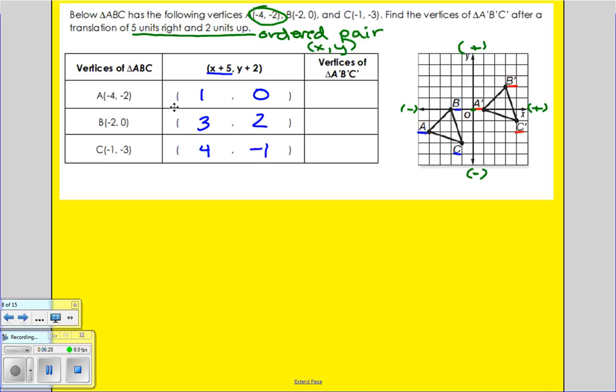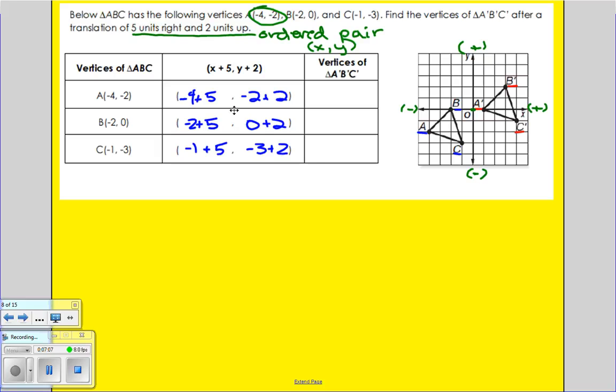So now if I map these new coordinates, I should be able to see where my new triangle is. And that new triangle gets the little prime letters on it. So here, what I'm going to do to show you this is moving to the right is a positive 5. So this would be negative 4 plus 5. Negative 2 plus 5. See, I'm filling in the x, negative 1, and then the plus 5. And then for the y, it's plus 2. So this is negative 2 plus 2, 0 plus 2, negative 3 plus 2.